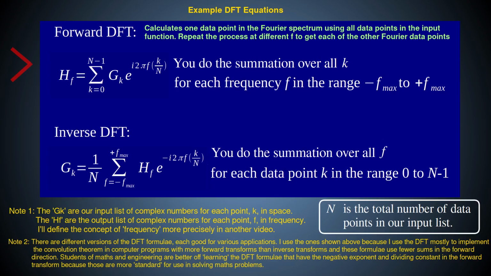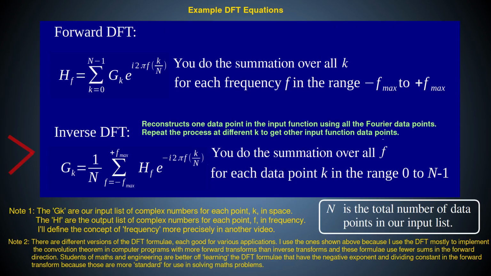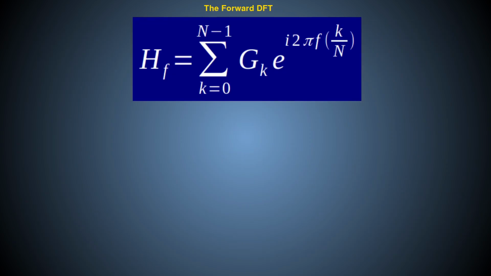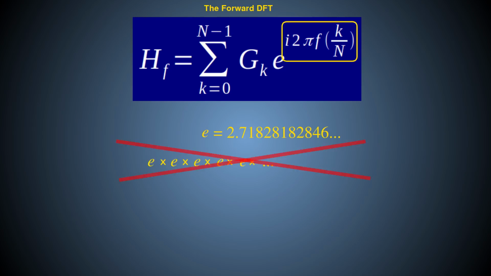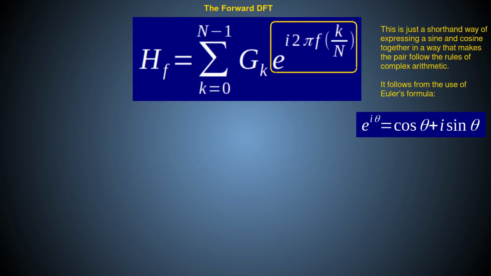So first, this is the forward DFT, which decomposes an input signal into its harmonics. And this is the inverse DFT, which sums up those harmonics to reproduce the signal. The key to understanding what all these symbols inside the summation terms mean is to realize that these exponential power terms are not meant to be calculated literally, by taking e, the exponential constant, and multiplying it by itself this many times. No. This is just a mathematical shorthand way of writing an ordinary sine and cosine function using a famous equation called Euler's formula, shown here.